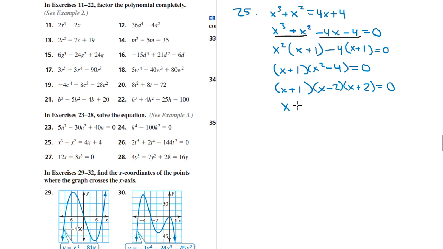Solving this one, I would get x equals negative 1. Setting this equal to 0 and solving, I get x equals 2. And setting this one equal to 0 and solving, I get x equals negative 2. In numerical order, writing my solutions, I get negative 2, negative 1, or 2.